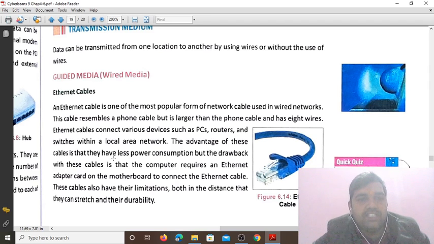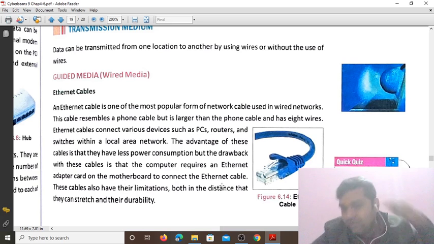The advantage of this cable is that it has less power consumption. But the drawback of this cable is that the computer requires an Ethernet adapter card on the motherboard. If the Ethernet adapter card is not there on the motherboard, you cannot connect this cable. You can see it at the backside of the CPU. These cables have their limitations, both in the distance they can stretch and their durability. At a large distance, you cannot use the Ethernet cable.